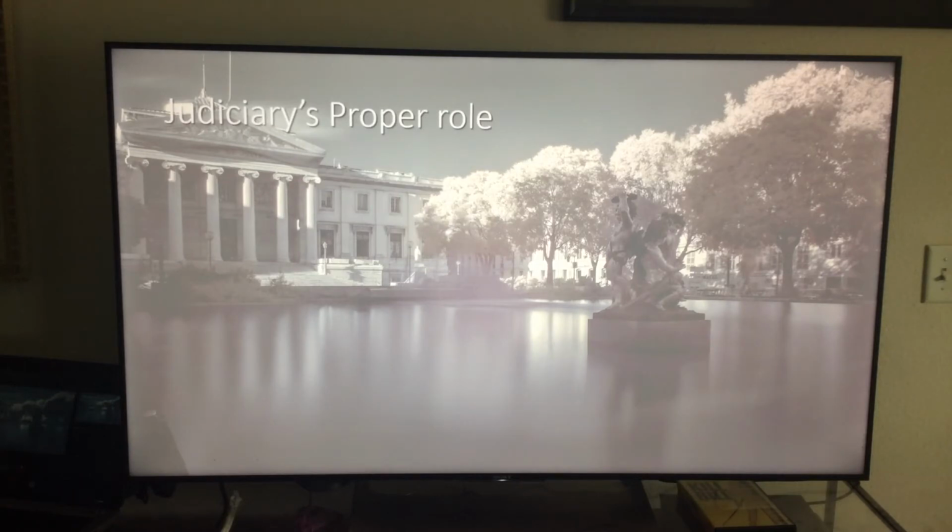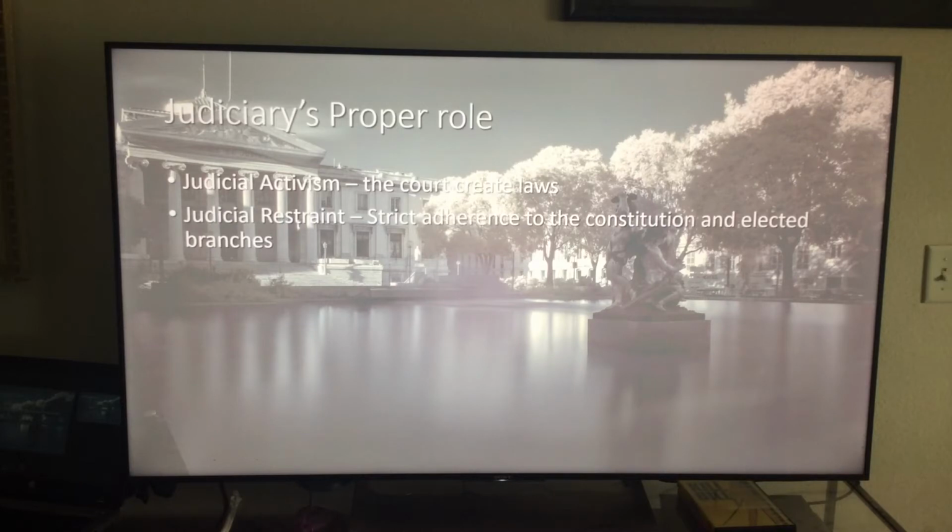All right, so earlier when we talked about how much power the courts should have, well, in here, judicial proper role, we have judicial activism. The court can create laws, so if you are a judicial activist, you believe that the court should be able to make laws. Whereas judicial restraint is more constructionist. They follow along with what the Constitution says. So strict adherence to the Constitution and elected branches. Let the legislative branch make the laws, and the executive enforces the laws, that's how they do it. So judicial activism is create law, judicial restraint is not.